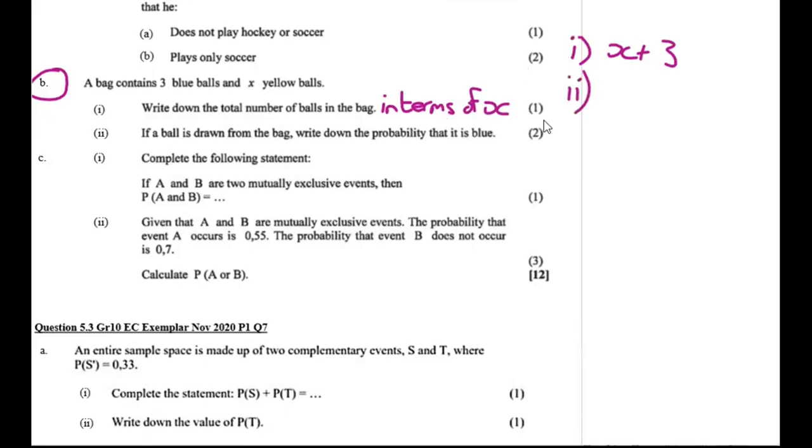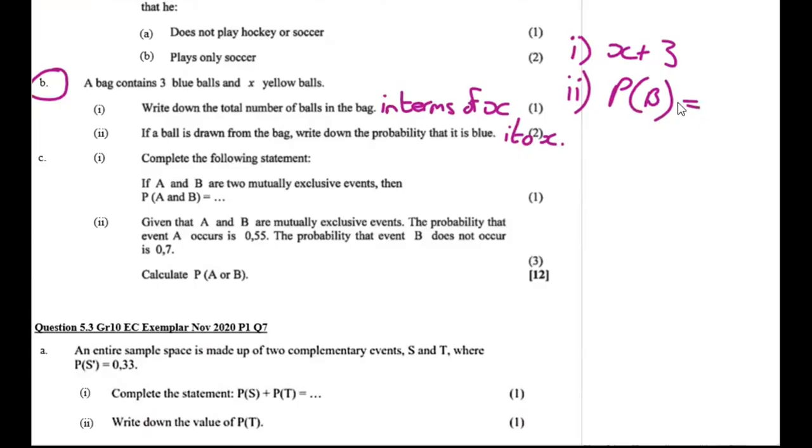Don't worry. Okay. Number 2, if a ball is drawn from the bag, write down the probability that it's going to be blue. And here again, it should have said in terms of X. So again, you're not going to get an actual number. You're going to get some kind of an expression that has X's in it, Brandy.